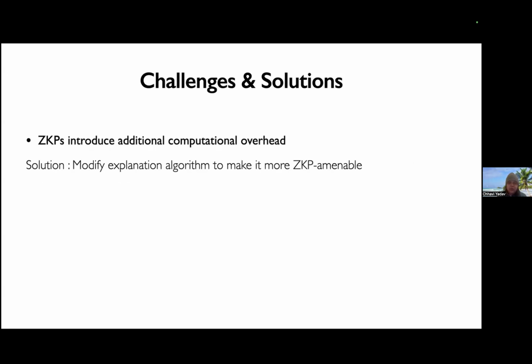And yeah, so one solution to reducing the ZKP overhead is to engineer ZKPs very closely so that we make them very efficient. But another way is that we modify the explanation algorithm itself to make it more ZKP amenable. That's because these ZKPs are obviously not designed for anything ML related, right? So that's why they tend to be slow for ML tasks. So we are approaching it from the other end of the spectrum. We are trying to modify our ML algorithms to make them more ZKP amenable.